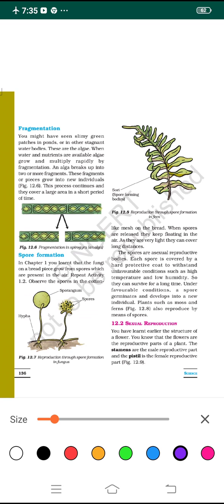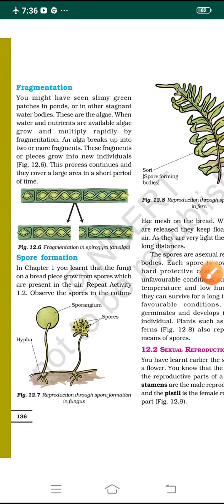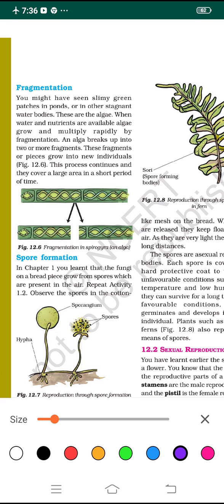Already in chapter number 1 we have studied about the fungi. Fungi are organisms which do not produce any food of their own, so they get their food directly from dead and decayed matter. They usually grow on food materials from which they can get their food. So the fungi grow on a piece of bread, spread from spores which are present in the air.